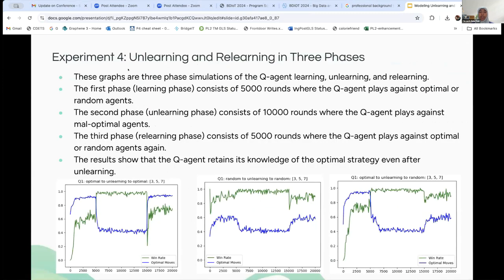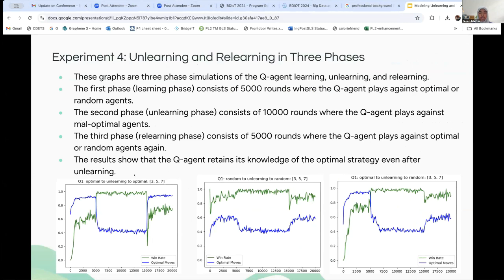In our fourth experiment, we had unlearning and relearning in 3 phases. So our first phase is a learning phase in which it plays with either an optimal or a random agent. Our second phase is an unlearning phase, in which it plays with a different agent than it played during the first phase. And in the last phase, we reintroduce it to an optimal or random agent in order to see how much of its previous moves it has retained or is able to relearn.